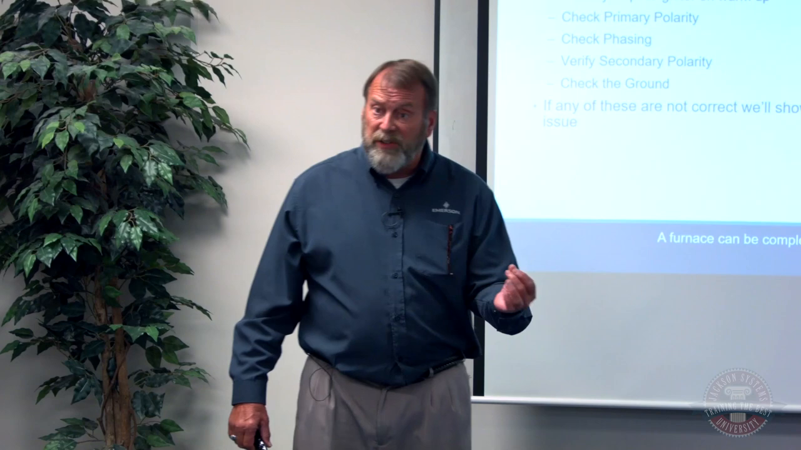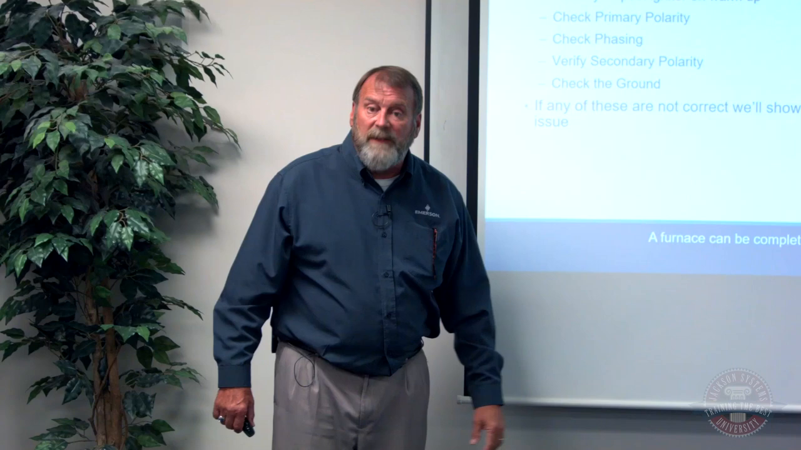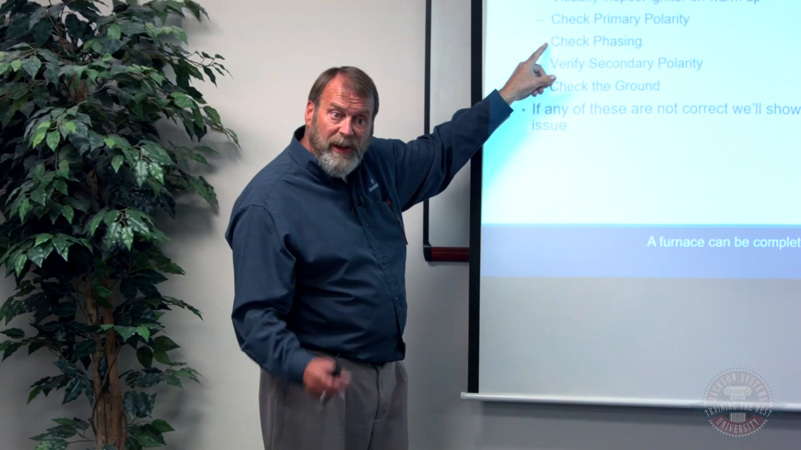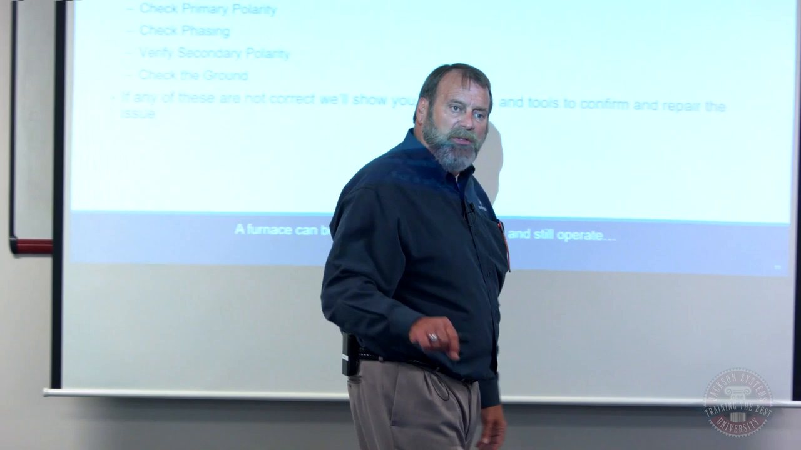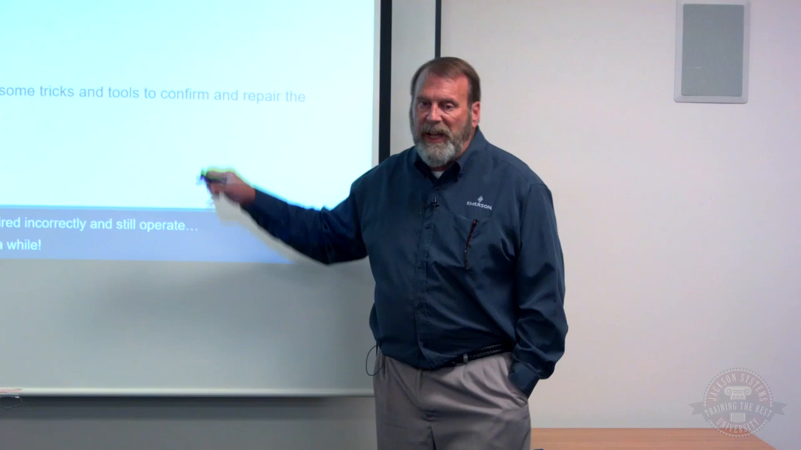Let's avoid that. What I'm going to do is an electrical check on a flame circuit that takes me literally 15 seconds. I'm going to check the igniter. I'm going to check the primary polarity. I'm going to check the phasing of the system, because remember, furnaces have 120 volts primary, 24 volts secondary. Verify polarity on the secondary, and I'm going to check the ground, because I got news for you. If any one of those things are not operating correctly, you're not going to have a system that's going to maintain heat. It's not going to light off and stay lit off. It won't rectify. So let's go through understanding how to do the 15-second spot check.